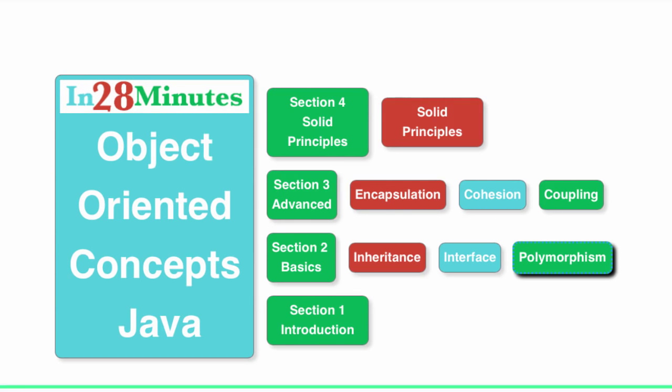Until now, we looked at all the important concepts in object-oriented programming like inheritance, interface, polymorphism, encapsulation, cohesion, and coupling. In this section, we will move to SOLID principles. SOLID principles are kind of a tricky thing to introduce at an earlier stage.